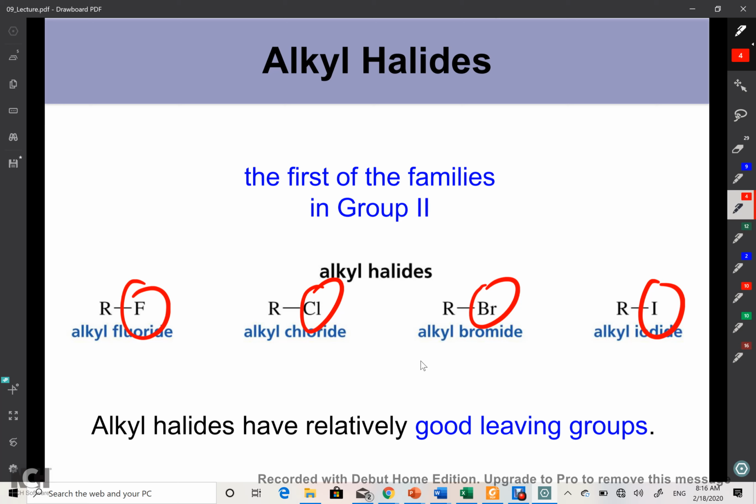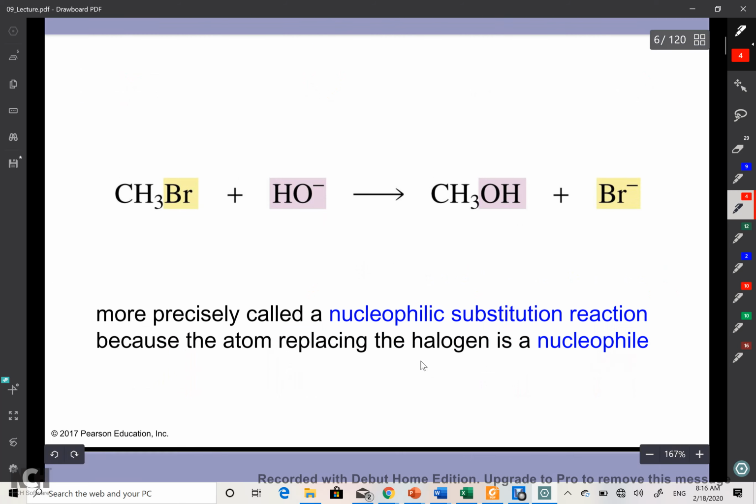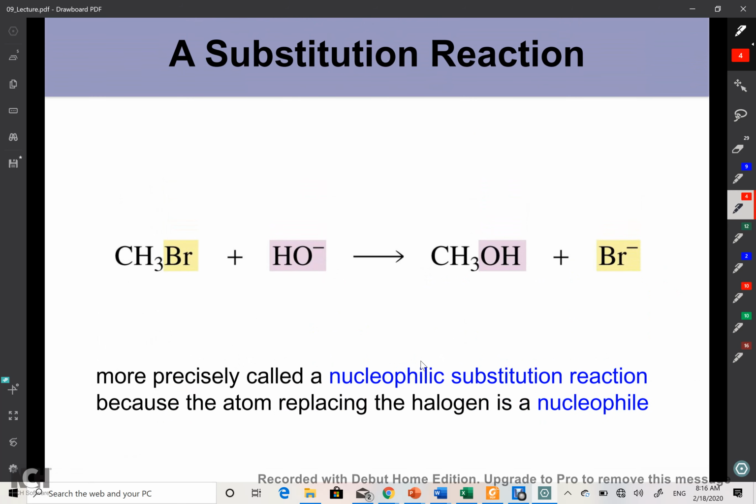And so definitely that will determine how fast the reaction can take place. The better the leaving group is, the faster the reaction. We'll discuss what it means to be a better leaving group. We'll talk about it.